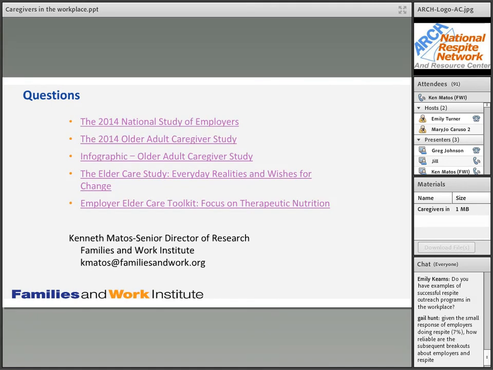Given the small response of employers doing respite, how reliable are the subsequent breakouts about employers and respite? That is an excellent question. One of the things we do with our data set is we make sure to always weight the data to the national standards. So in terms of what a random pulling of employers pulls, it's representative of the nation of Respite.